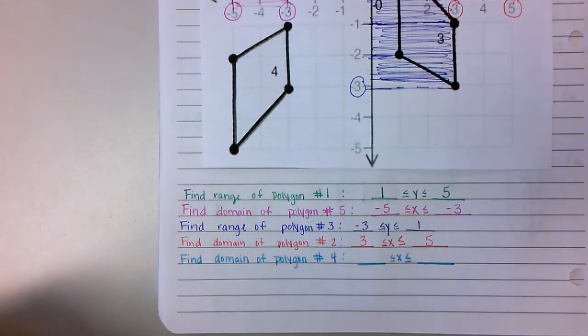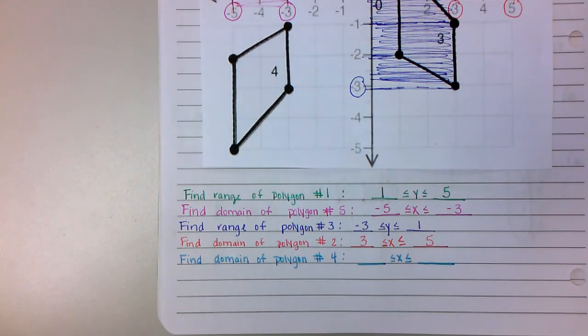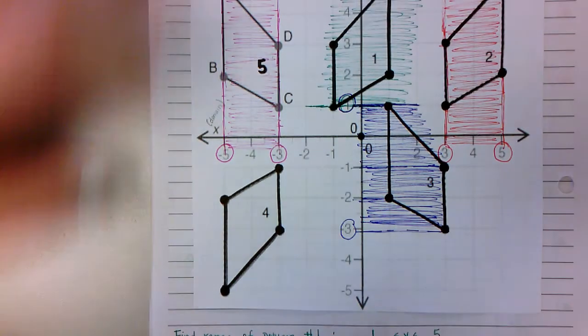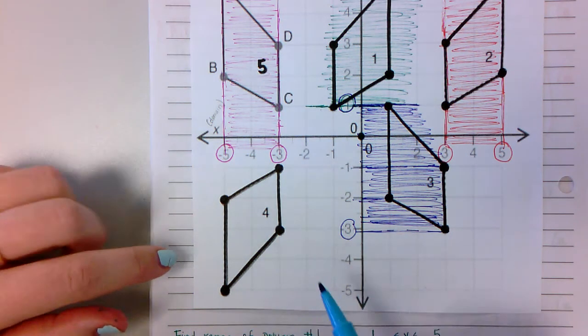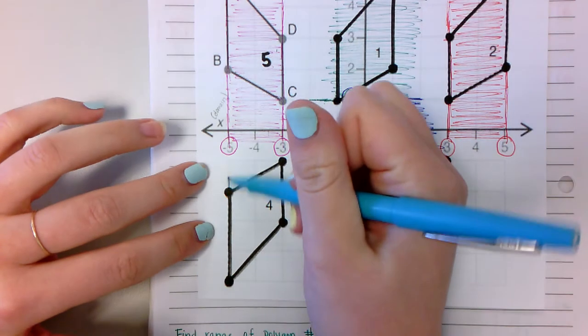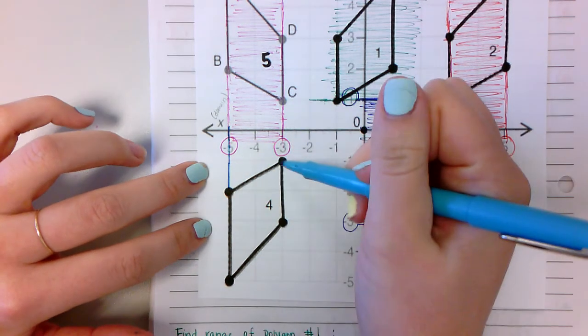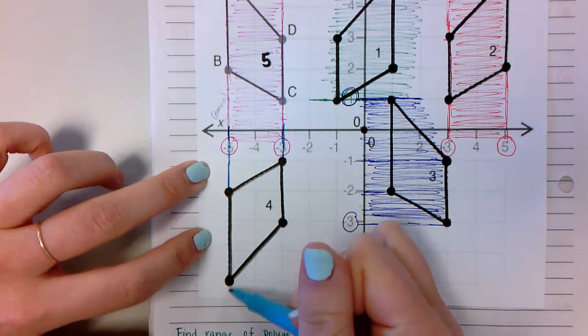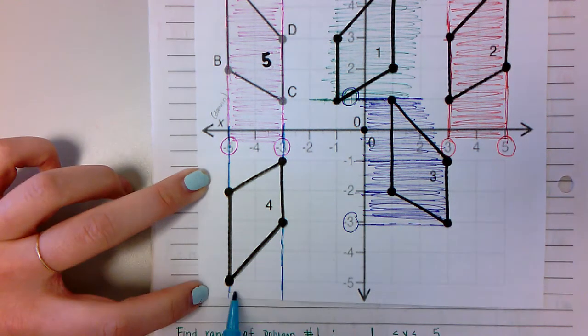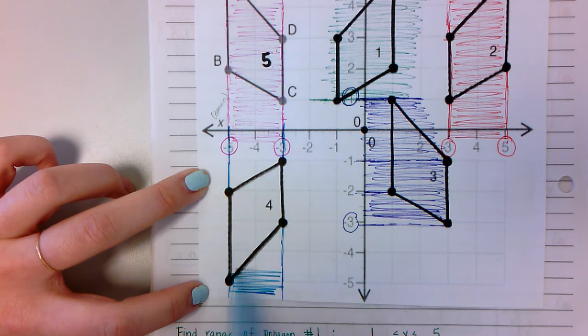And then the last one that we have is the domain of polygon number 4, which looks to be similar to another one. So if this is polygon number 4, the domain is talking about the x-axis. So if I were to extend this up to the x-axis and shade, make sure the whole polygon is shaded. I'm going as wide as the polygon.